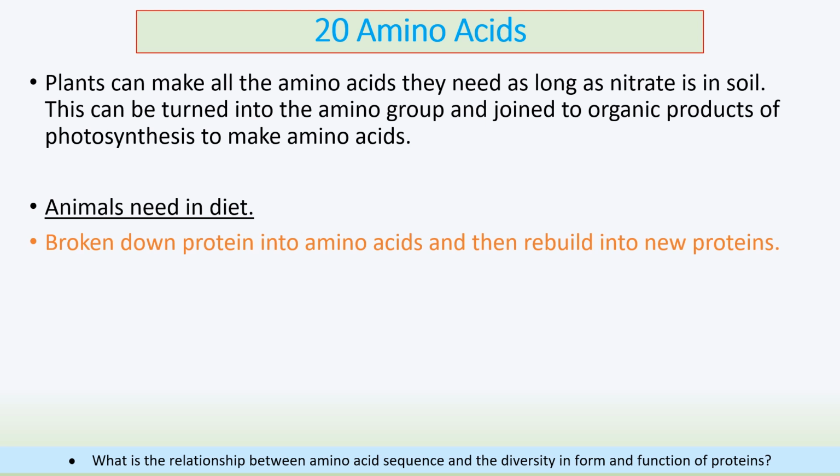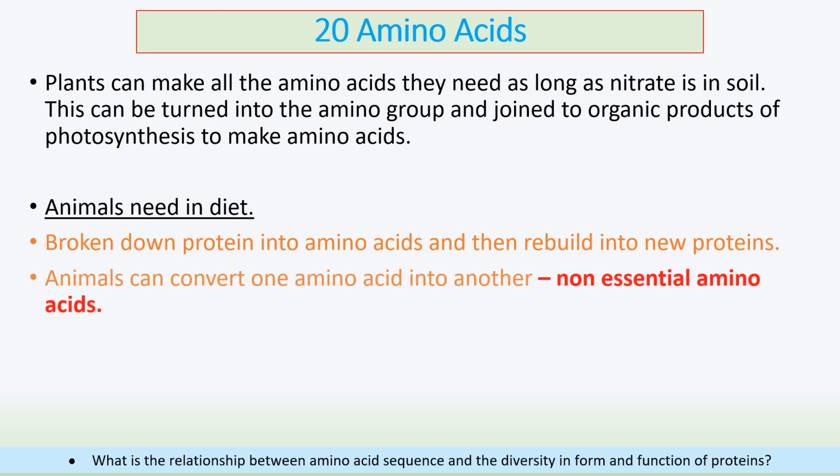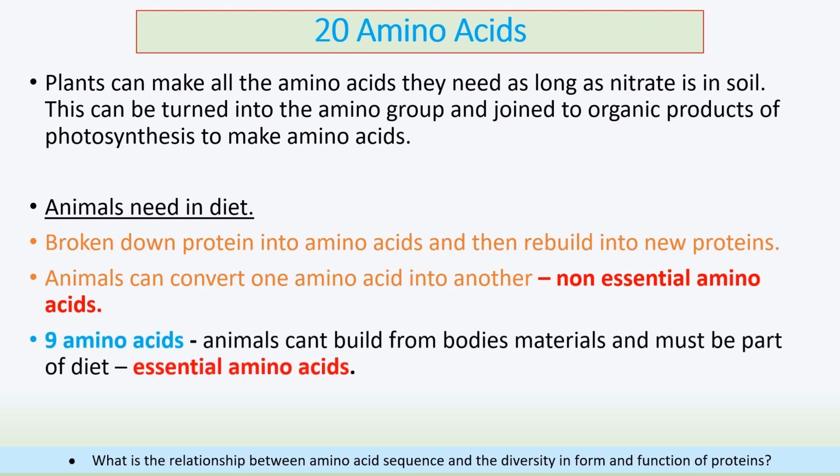When you eat, you do hydrolysis reactions, breaking down proteins into amino acids, and then these can be rebuilt to make new proteins as your body needs. Animals can convert one amino acid into another, so we can make what are called non-essential amino acids. But there are 9 of the 20 amino acids that we cannot build from the body's material, so they must be part of our diet. We need to eat them within our plant-based diet, and that is what we call the essential amino acids.